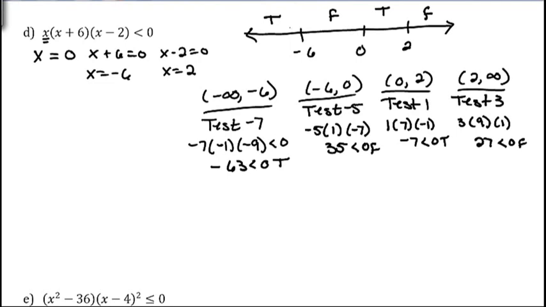So the true intervals are our solution. There's no equal sign, so we're going to use round brackets. Shade from the negative 6 out to the negative infinity arrow, and then the interval from 0 to 2. And then in interval notation, it'll be negative infinity to negative 6, union 0 to 2.